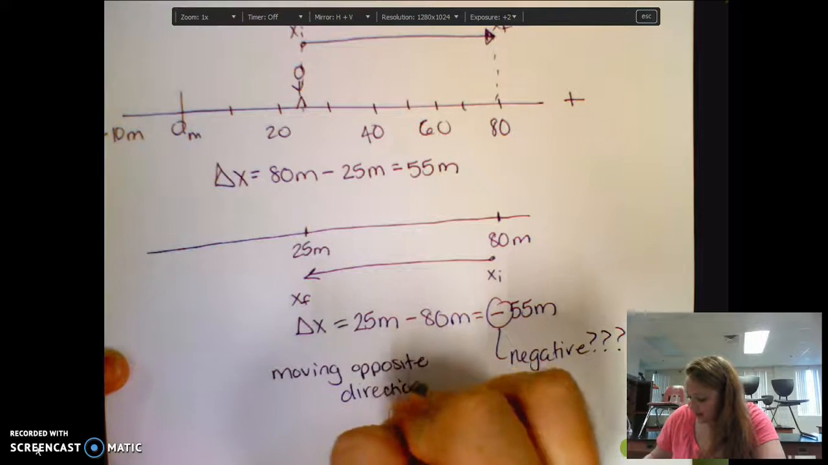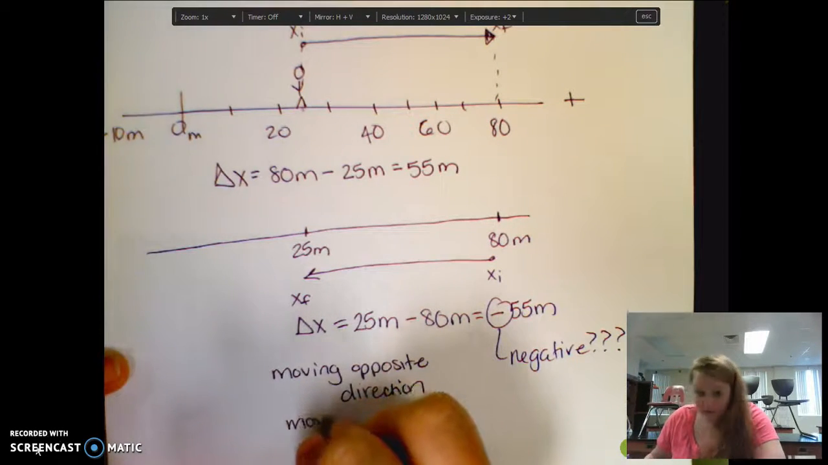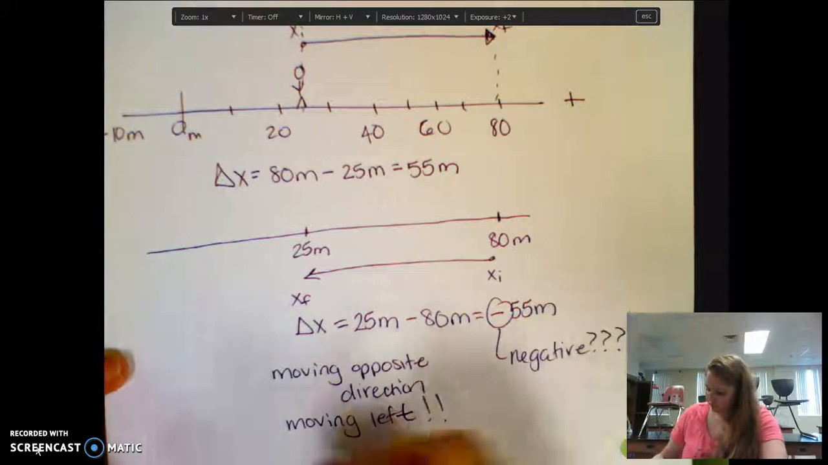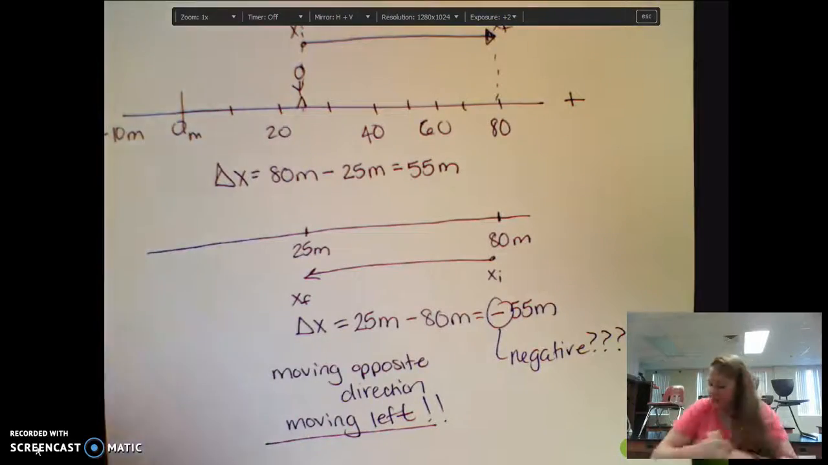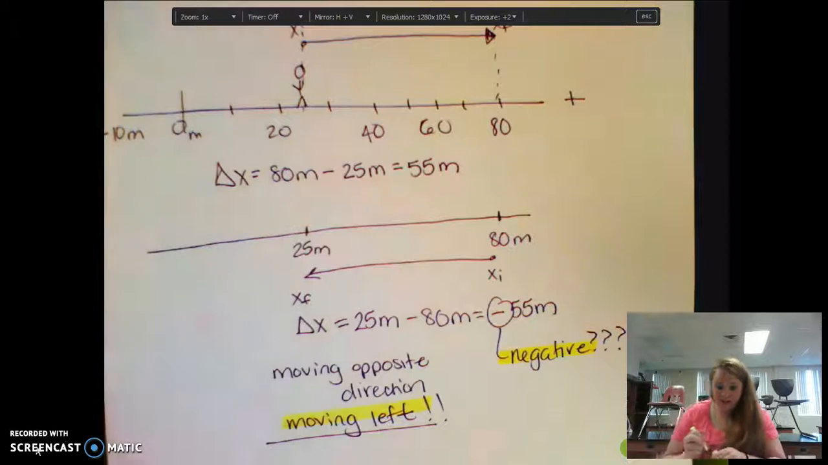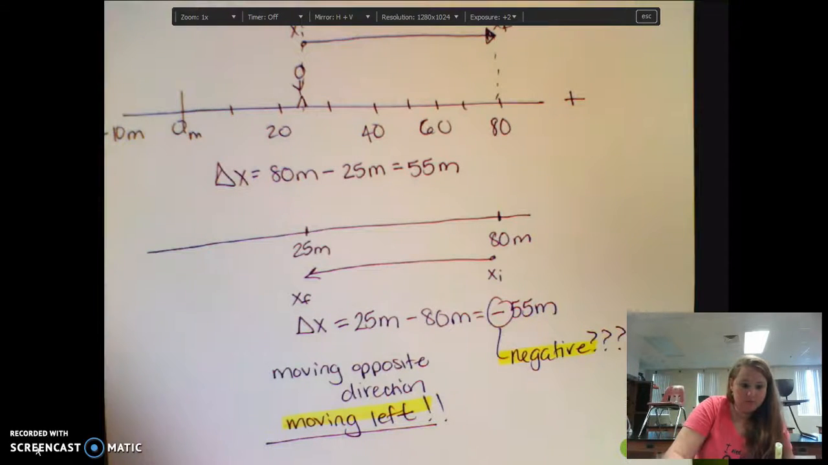Or in this case, we are moving to the left. Okay, that's something you need to know. A negative displacement means you're moving to the left. That's going to be very important.